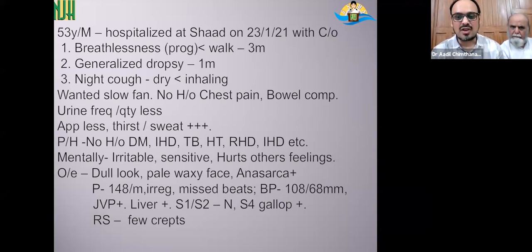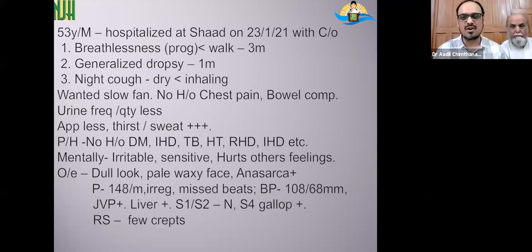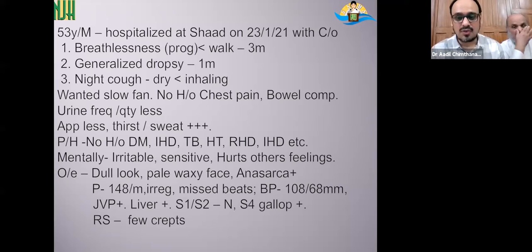Now 23rd January is a cold month in Nagpur. Nagpur winter sets very late, somewhere in the first week of January, and lasts till the first week of February. So he had come on 23-1. In spite of that cold climate, whatever the temperature may be, he wanted a slow fan. No history of chest pain or bowel complaints, urine frequency and quantity was less, his appetite was less, thirst and sweating were profuse. He had profuse thirst and profuse sweating.